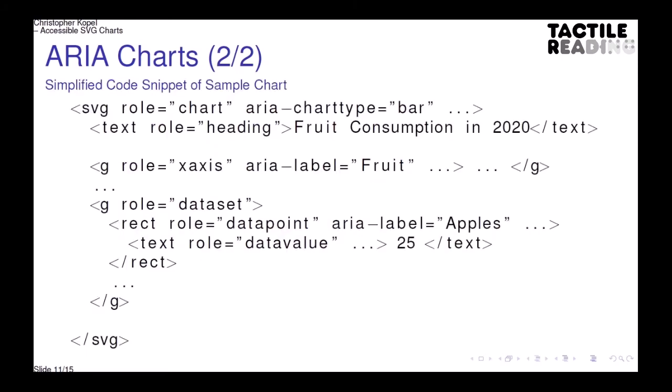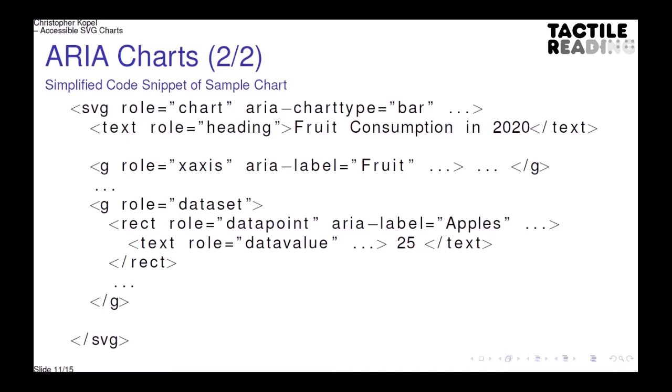Okay, I'll now show you a short simplified SVG code snippet, so that you can see what such a chart might look like. At the beginning you see the SVG root element. It has the role chart to indicate that this is a chart, and the ARIA property aria-charttype, which is set to bar, so that it says that this is a bar chart.